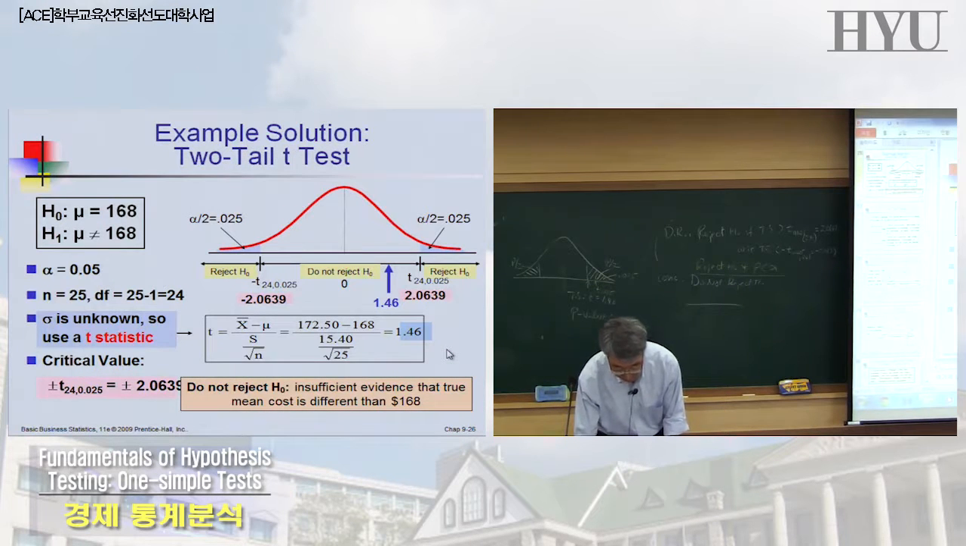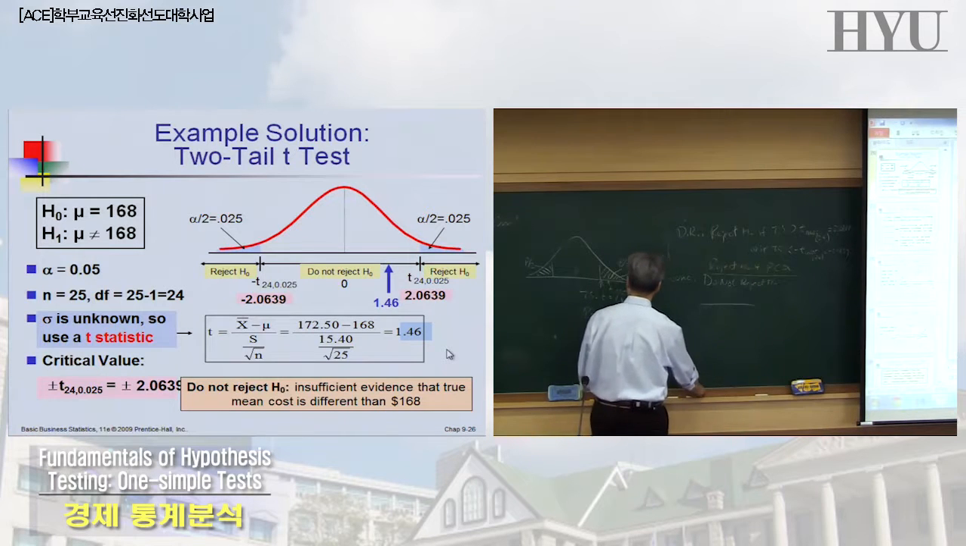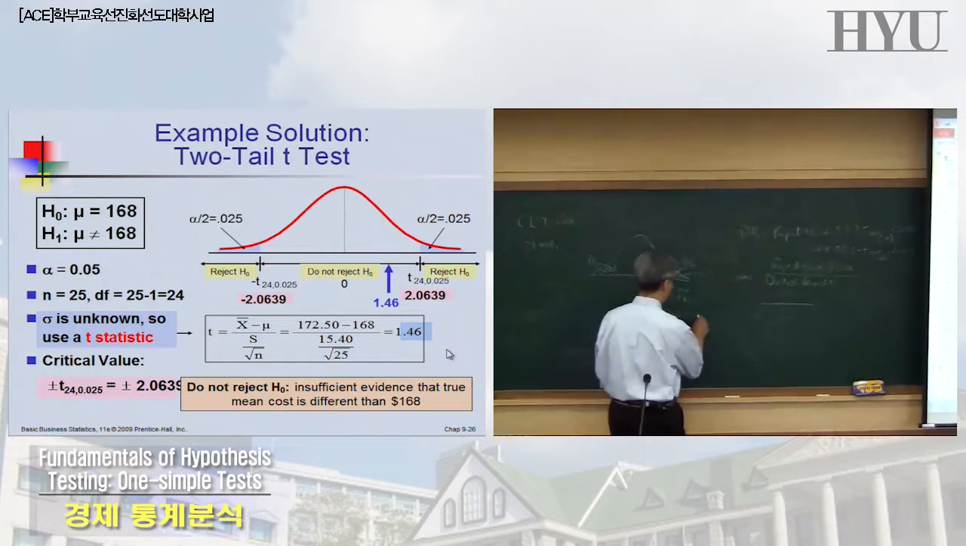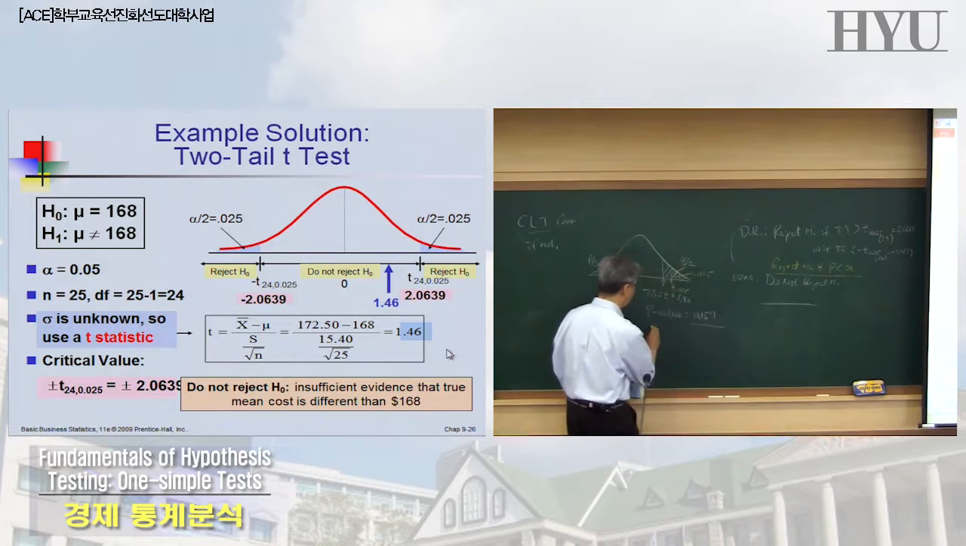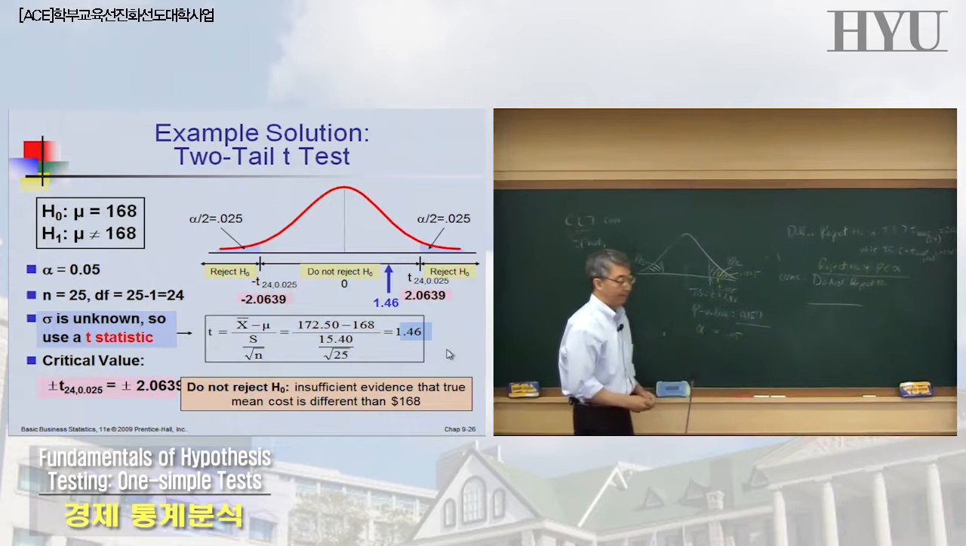So in this case, what would be the conclusion? The p-value comes out to be 0.157. We are using an alpha value of 0.05. What is your conclusion?